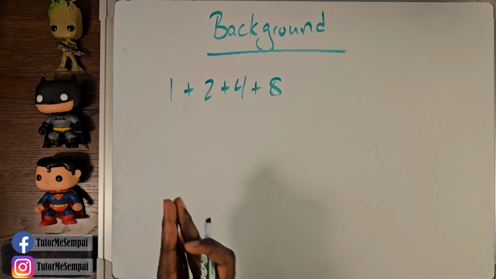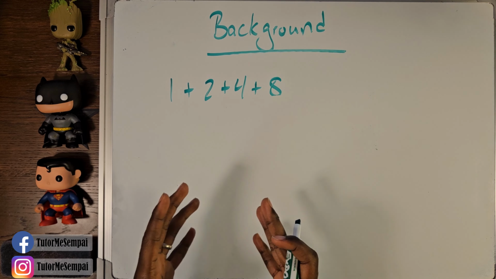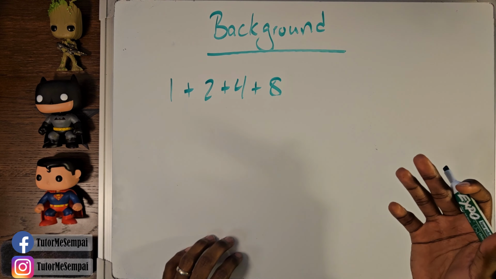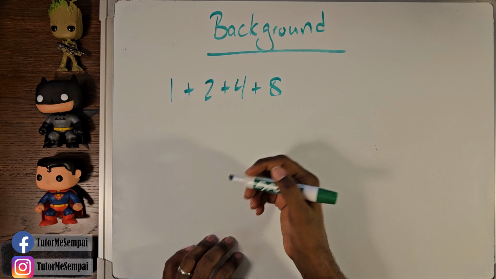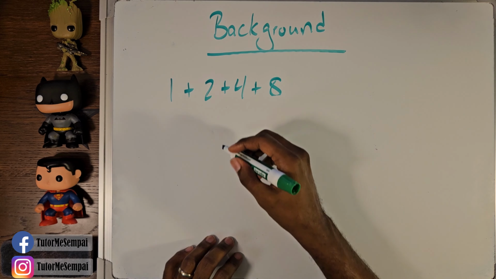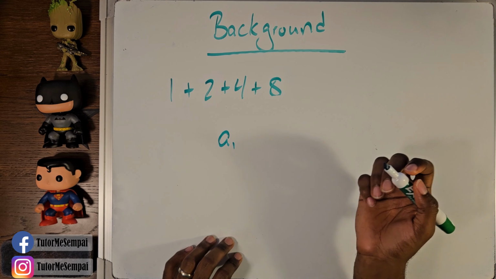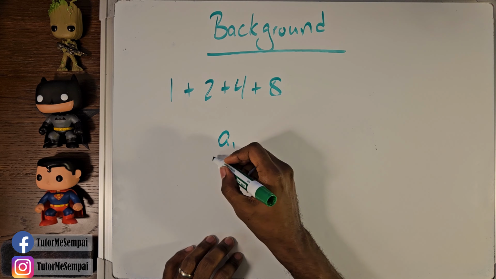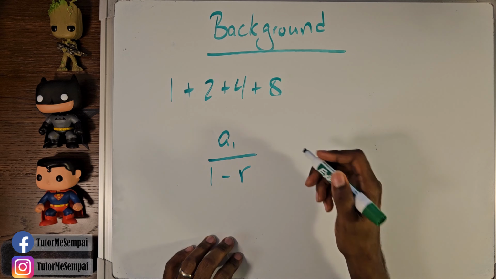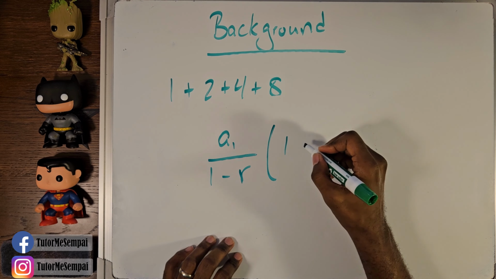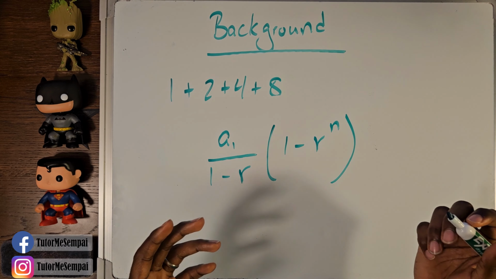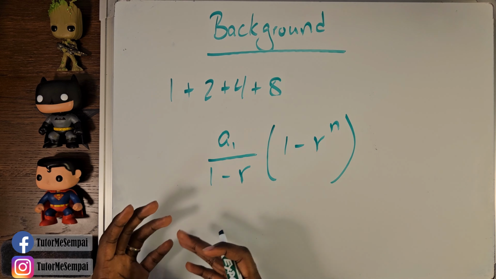Another similarity that you may see between the 2 series is that they both have formulas to help you evaluate the series. So the arithmetic series had a formula. This one is also going to have a formula. So the formula for the geometric series is going to look like this. Your a sub 1, your first term of the series, over 1 minus r, your common ratio, times 1 minus r to the nth power. And n is going to be the number of terms in your series.